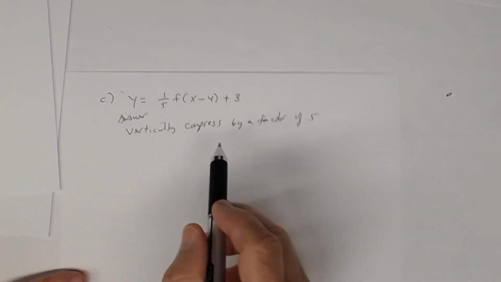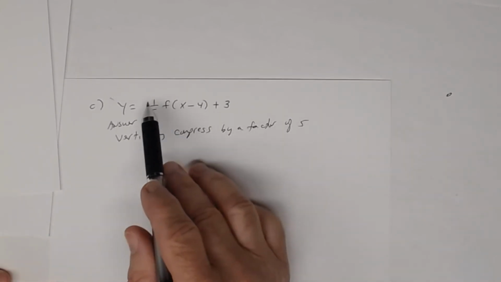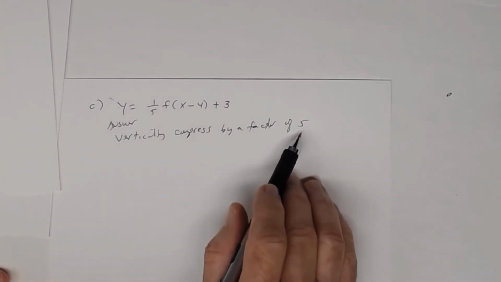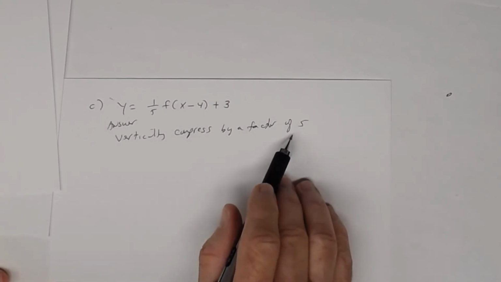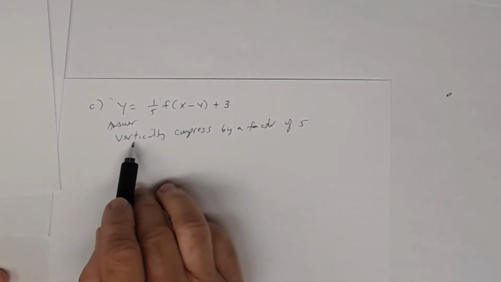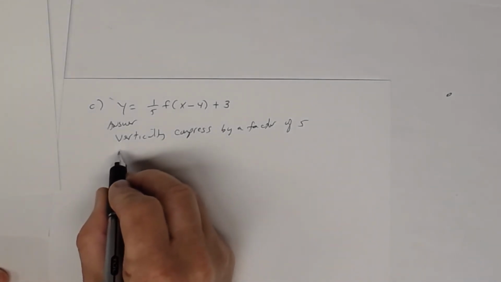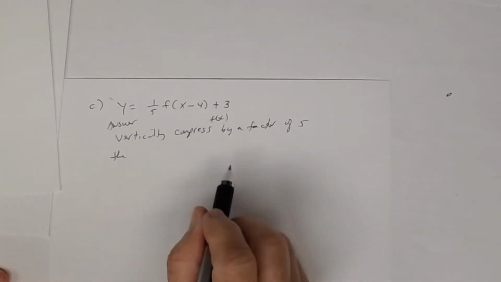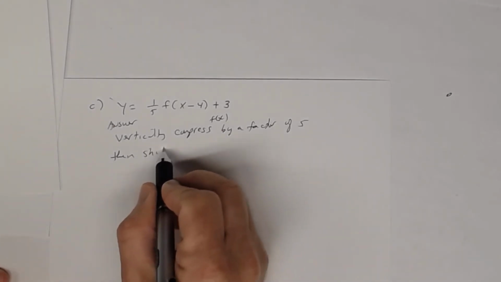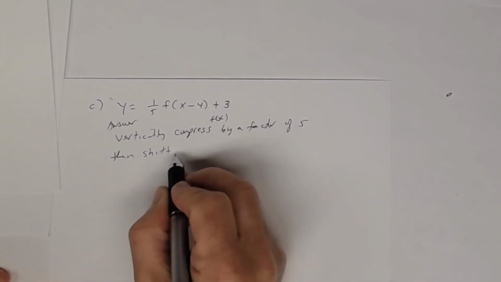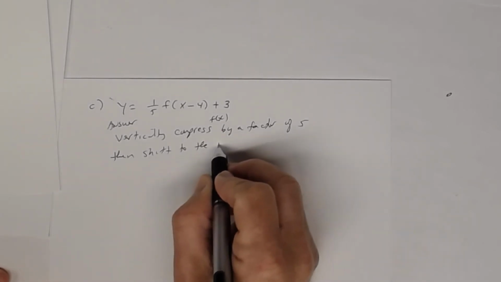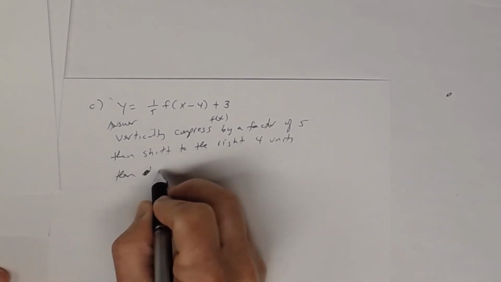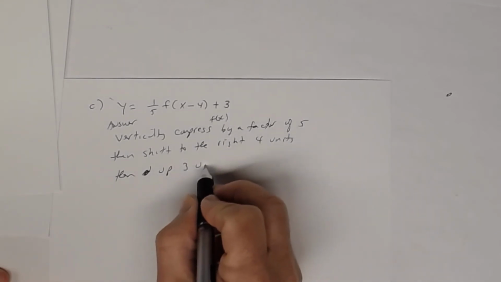So you're going to say vertically compressed by a factor of the reciprocal of this, which is 5. That's going to be a little bit challenging for you when you look at the problems in that Newton-Alta assignment. So vertically compressed by a factor of 5. And when I say vertically compress, I mean vertically compress f of x, so you've got to say f of x. Then shift: remember x minus h is 4, so that's positive. Shift to the right 4 units, and then k is positive 3, so up 3 units.